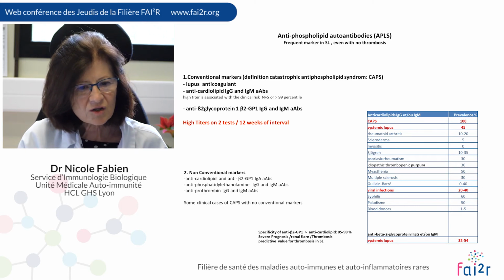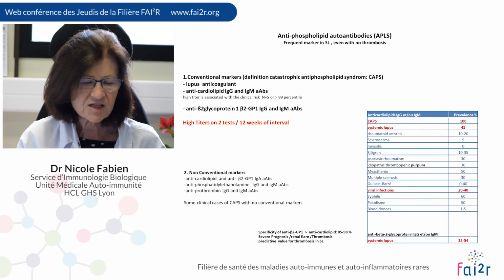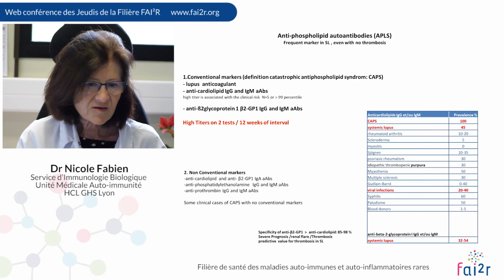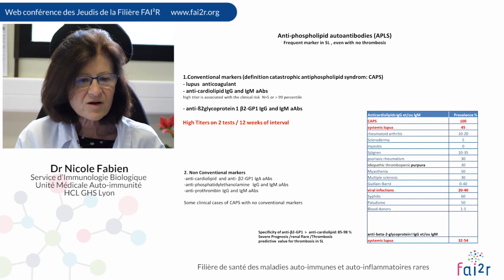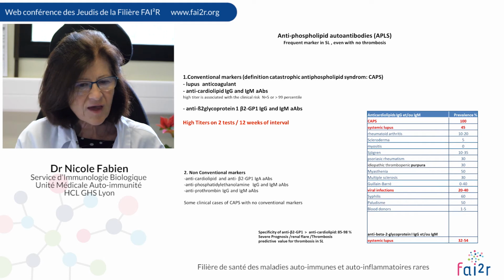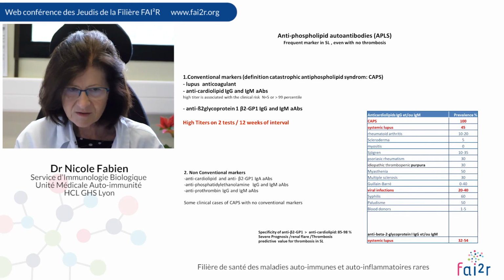We've also got non-conventional markers such as isotype IgA and also antiphosphatidylethanolamine and antiprothrombin, which are very interesting in some cases of catastrophic antiphospholipid syndrome with no conventional markers.